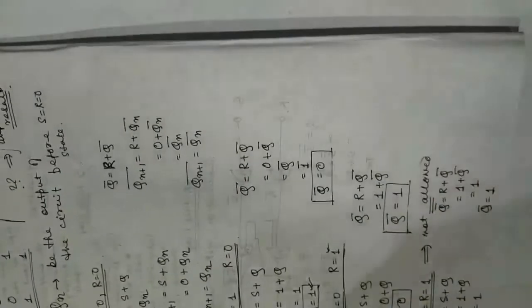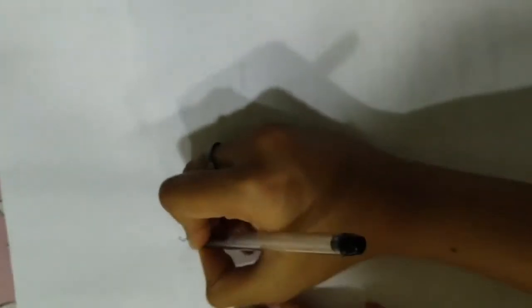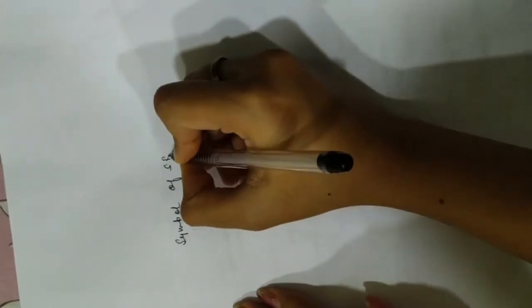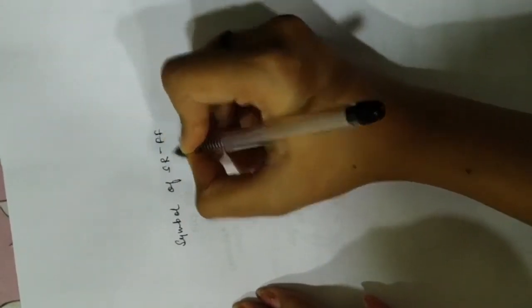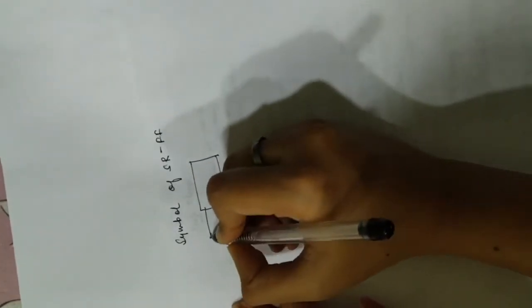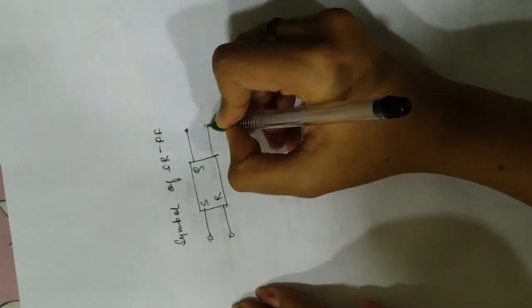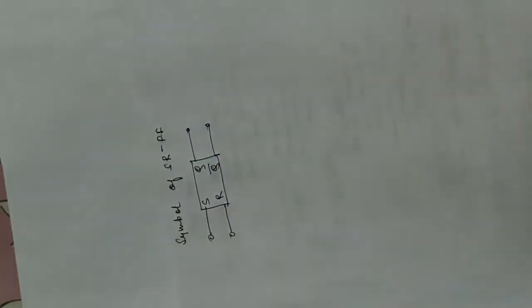Now if you want to see the circuit symbol, did I show you the circuit symbol? No. Okay, so the circuit symbol of an SR flip-flop is like this. The symbol of SR flip-flop has inputs S and R and outputs Q and Q bar, right? This is how the SR flip-flop symbol looks like.